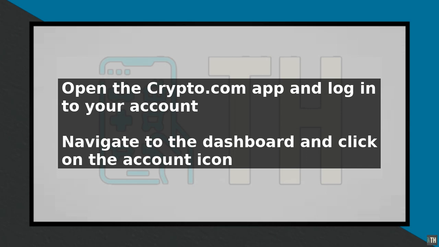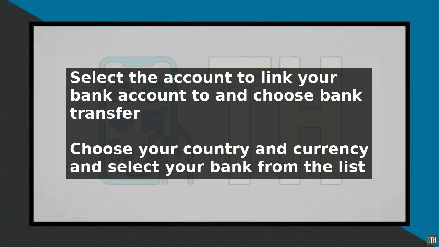Once you are logged in, navigate to the dashboard and click on the account icon, usually located at the top right corner of the screen. Next, select the account you want to link your bank account to, such as your fiat wallet. Then, click on the Link Account option and select Bank Transfer.